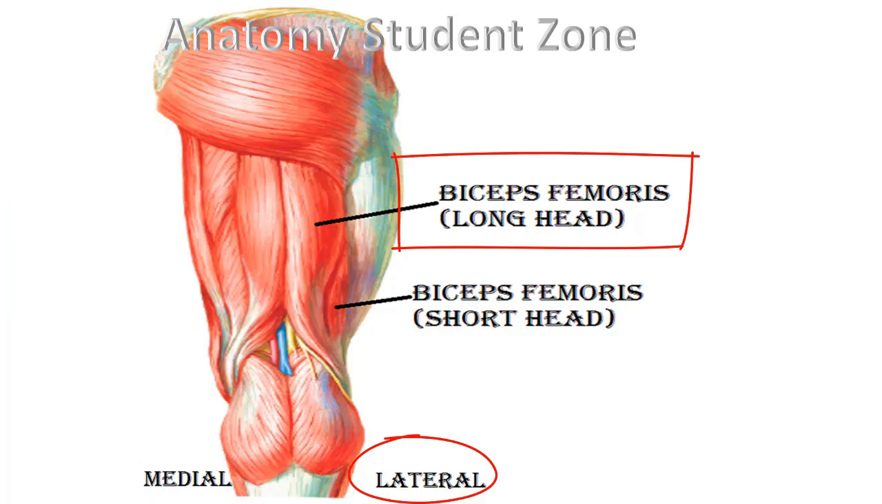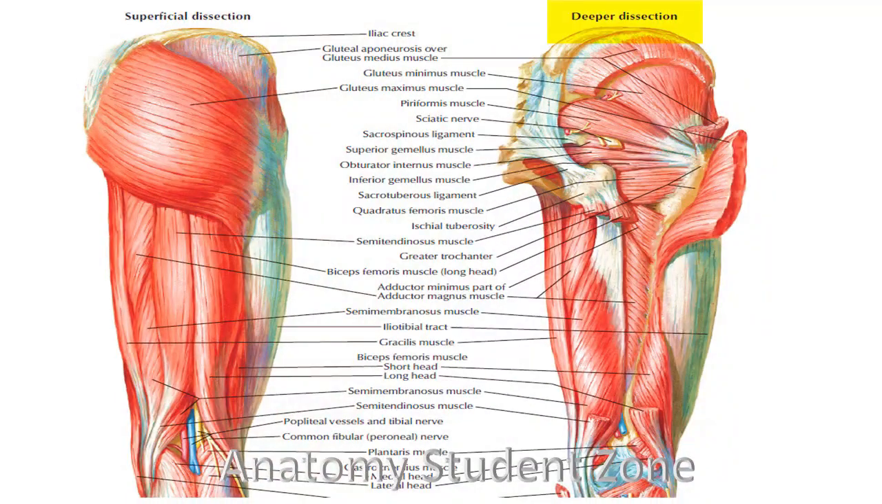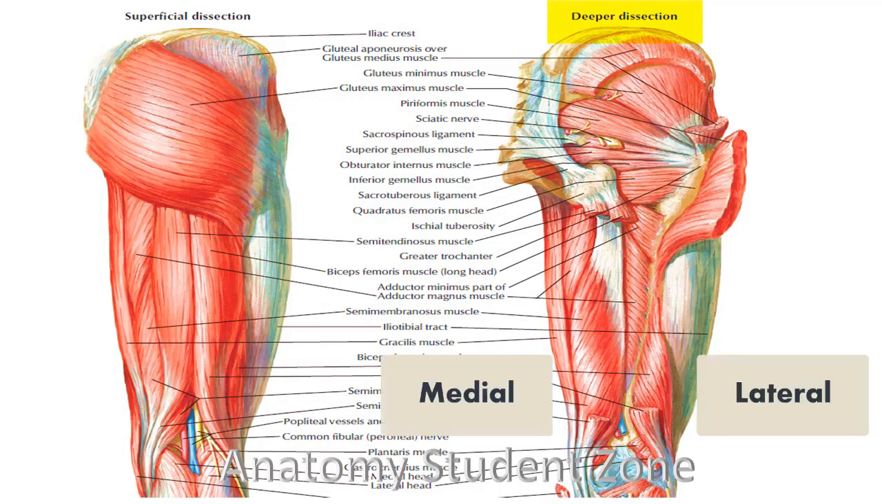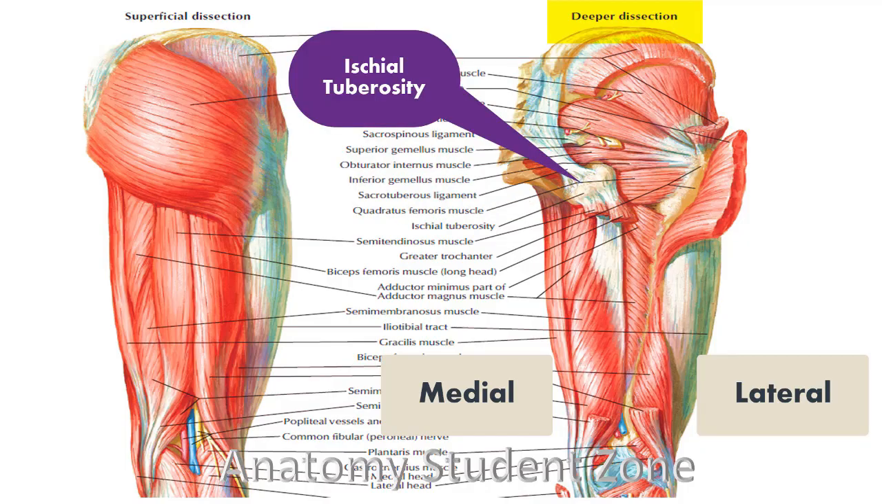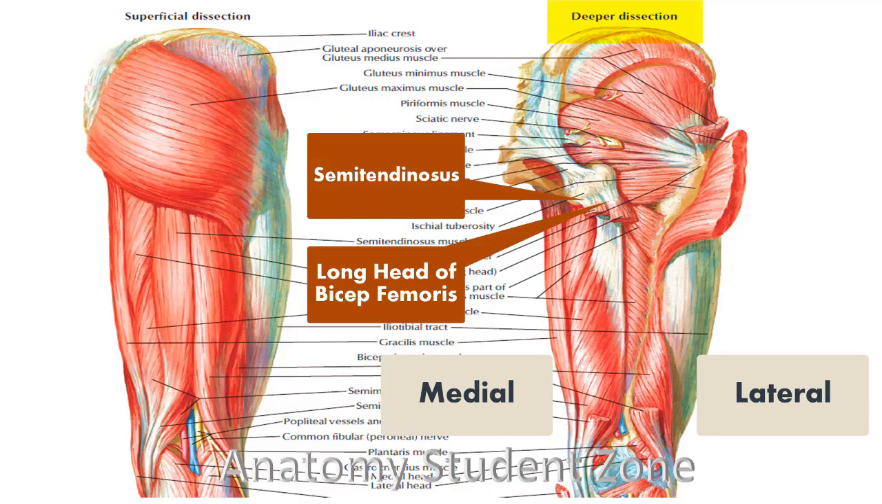When we move on to a deep dissection, you have to identify again the medial and the lateral side of the body. And when you remove gluteus maximus and medius and you are on a deep dissection, you can observe the ischial tuberosities. Remember, the ischial tuberosities are on the upper and medial side of the thigh. As we can see in this image, you can clearly identify the ischial tuberosities. So now you can clearly point out the proximal attachment of semitendinosus and the long head of biceps femoris.